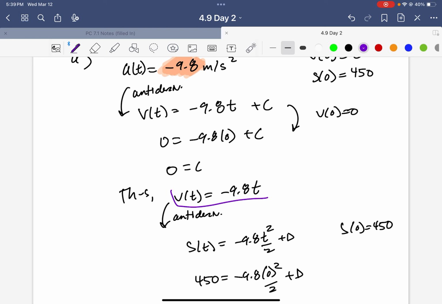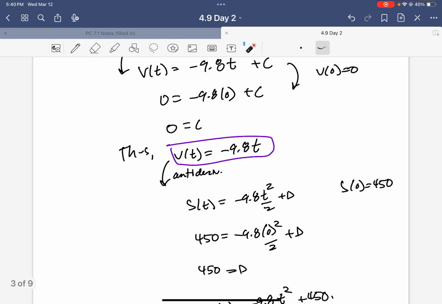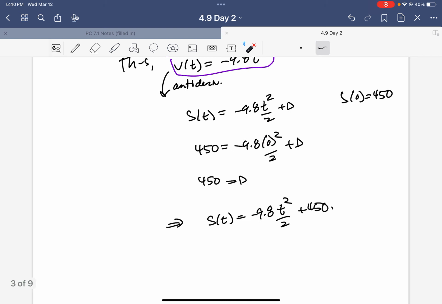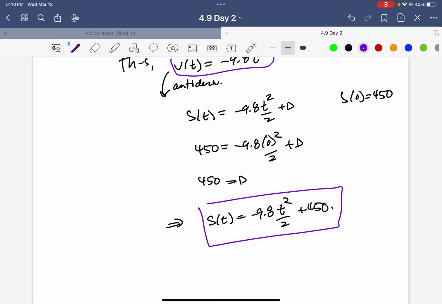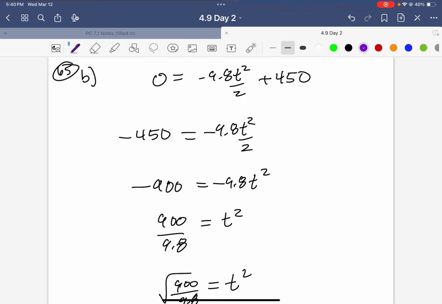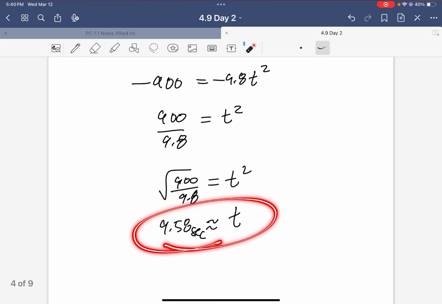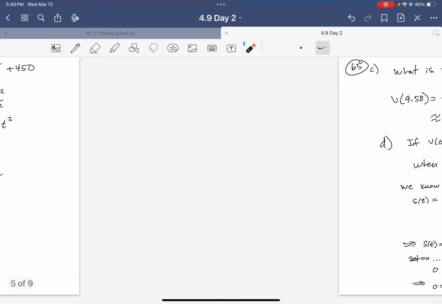So this is our new velocity. So if that is velocity, then if I take one antiderivative, a constant d pops out. And so now if time is 0, position is 450, that means it started 450 meters up in the air. So when you plug in 0, you get out 450 here. We can solve for our d, which is that. So that means this would be our position equation. So from that, if I want to know when it hits the ground, I just set position equal to 0 and solve to where we get this. So it takes 9.8 seconds to hit the ground.